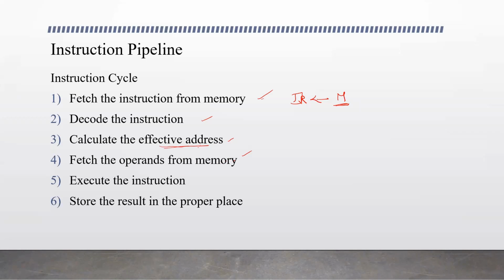Once the operand is fetched, the instruction is executed using the operands. When the instruction is executed, we get the result. So store the result in the proper place. This is the way the phases of the instruction cycle can be divided.